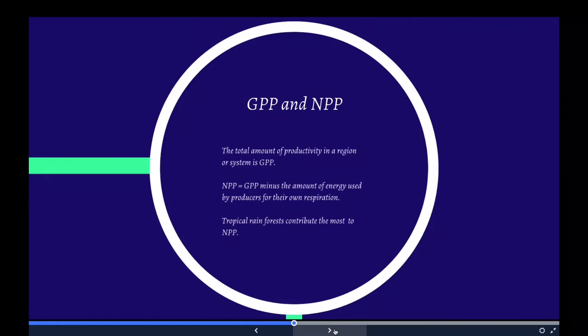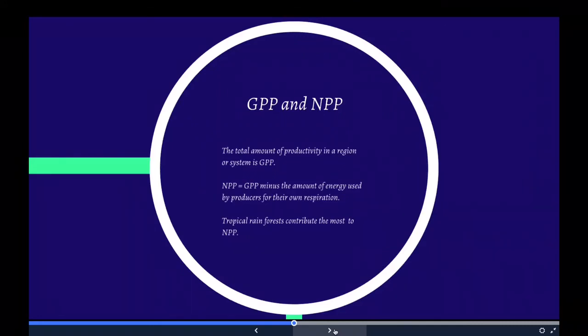You need to be familiar with GPP and NPP. Primary productivity is the rate at which energy is converted by photosynthetic and chemosynthetic autotrophs to organic substances. The total amount of productivity in a region or system is gross primary productivity, or GPP. GPP is the amount of energy converted to chemical energy by photosynthesis per unit of time.